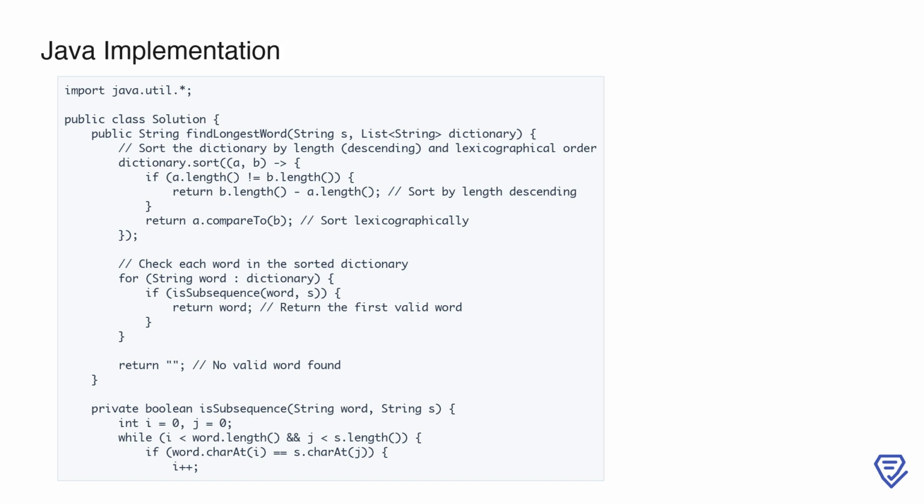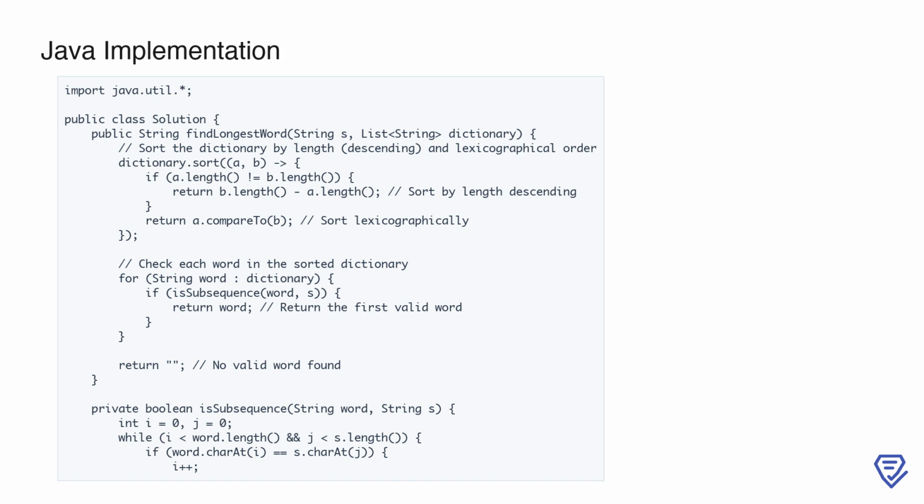The key method, findLongestWord, takes 2 parameters: the string S, which represents the input string, and dictionary, a list of words. The task is to find the longest word from the dictionary that can be formed by deleting some characters of S without rearranging the remaining characters.